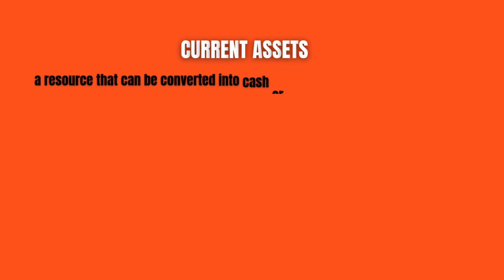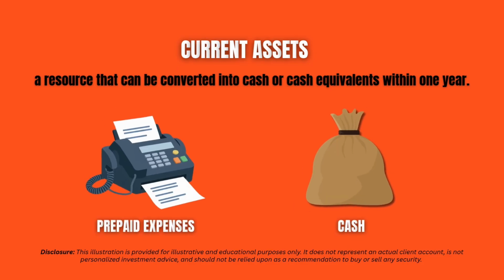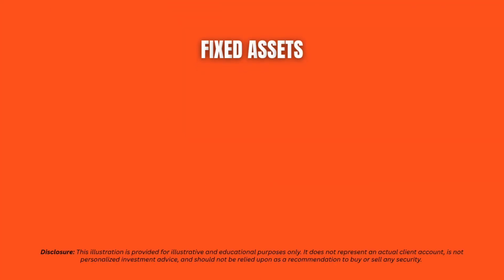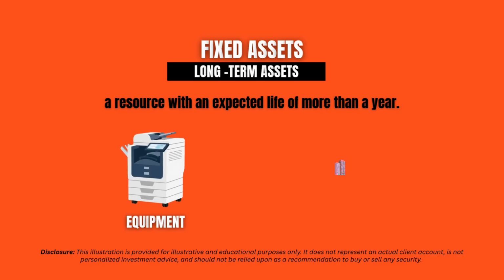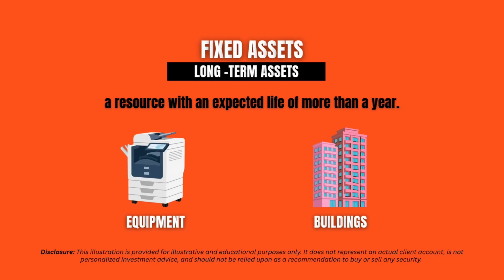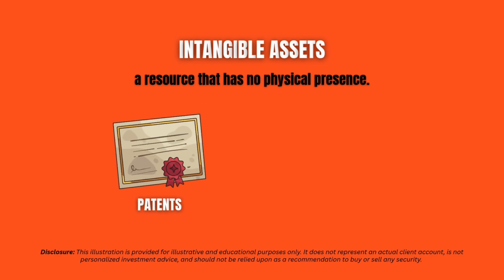Number one, current assets. These are resources that can be converted into cash or cash equivalents, usually within 1 year. These are like prepaid expenses or just plain cash, where we're talking regular cash flow. Number two, fixed assets, which are resources with an expected life of more than 1 year, such as equipment or buildings. It is usually used for accounting adjustments and also known as depreciation. Number 3, intangible assets, which are economic resources that have no physical presence, such as patents or trademarks. And of course, we can go into other categories, but we'll keep things simple. Now, back to the program.